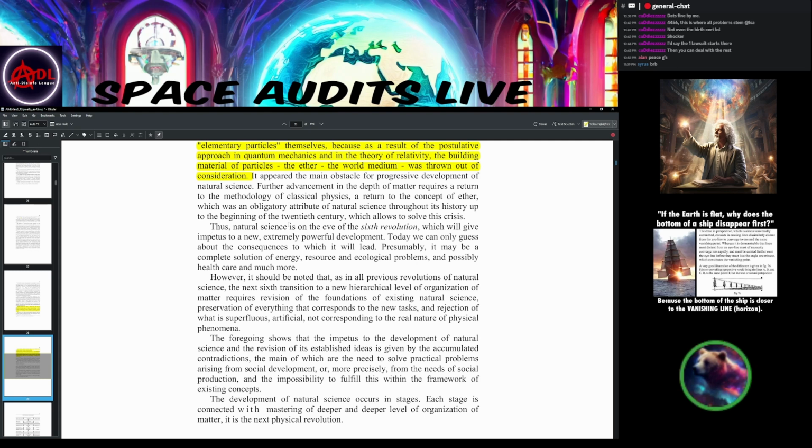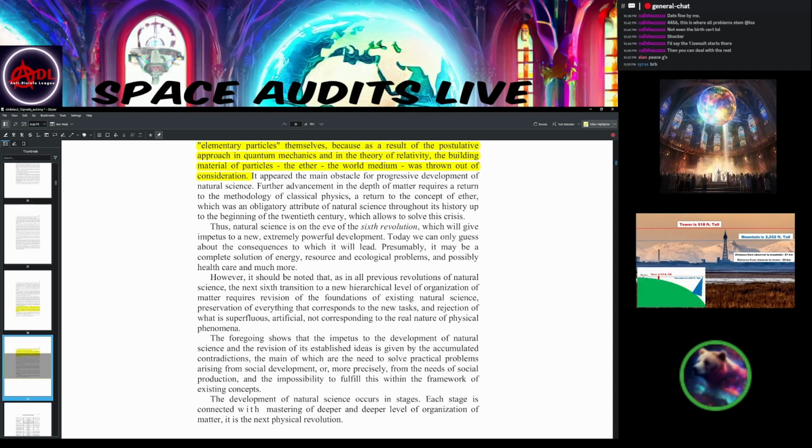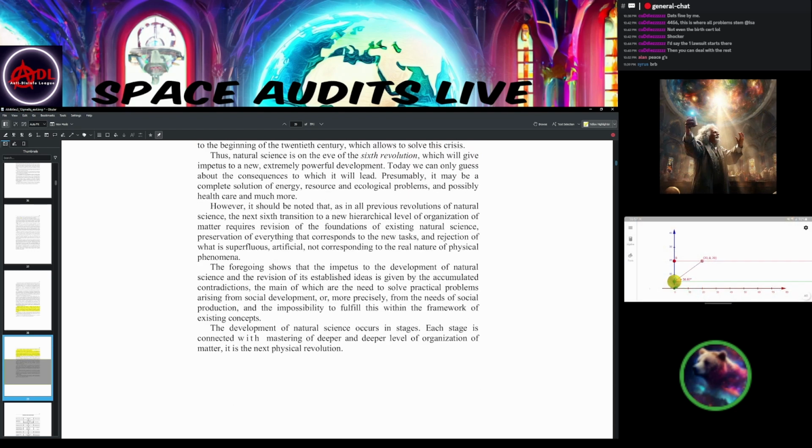Thus, natural science is on the eve of the sixth revolution, which will give impetus to an extremely powerful development. Today, we can only guess about the consequences to which it will lead. Presumably, it will be a complete solution of energy, resources, and ecological problems, and possibly healthcare and more.